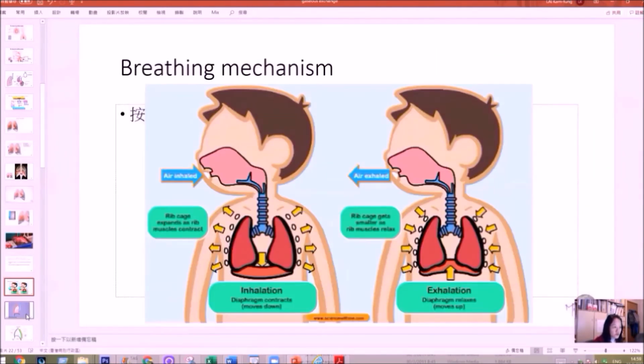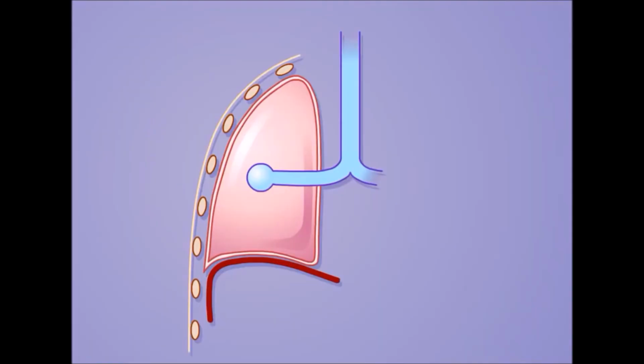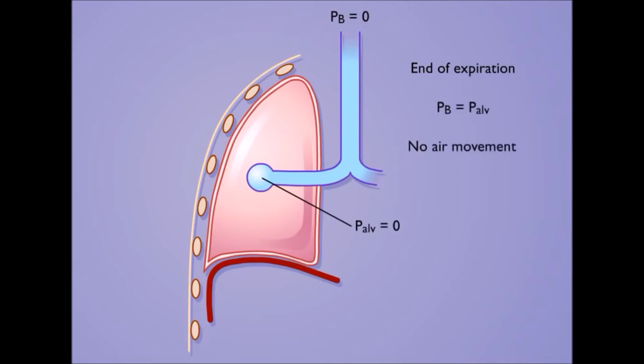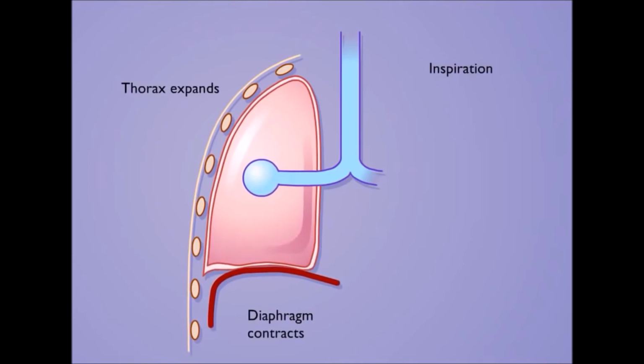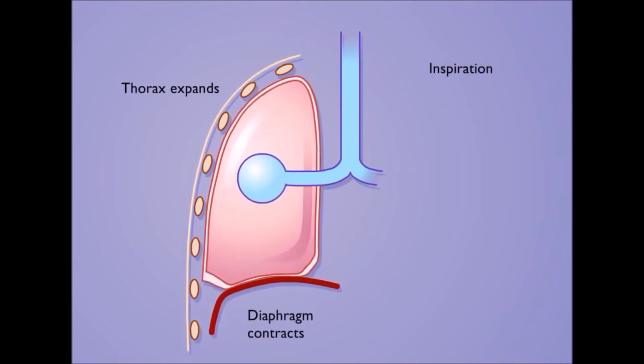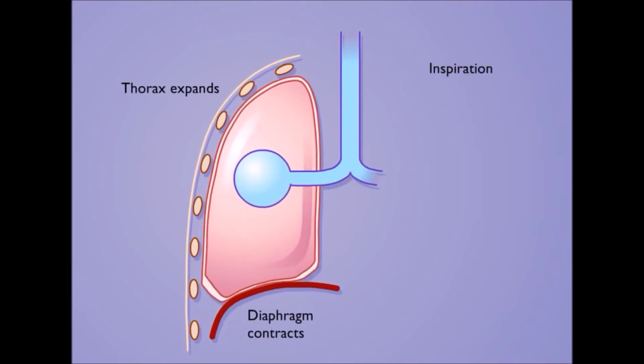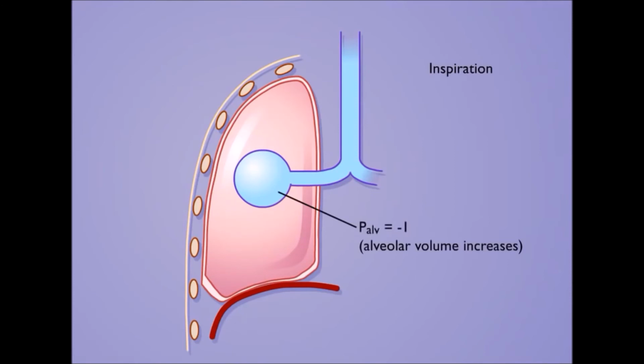Let's look at the breathing mechanism. At the end of expiration, barometric air pressure and alveolar air pressure are equal. Therefore, no movement of air into or out of the lungs takes place. Inspiration begins with contraction of inspiratory muscles to increase thoracic volume. This results in expansion of the lungs and an increase in alveolar volume. The increased alveolar volume causes a decrease in alveolar pressure below barometric air pressure, and air flows into the lungs.